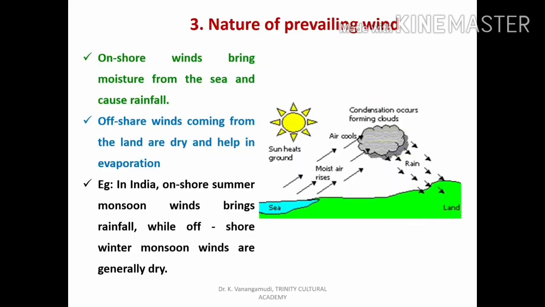The third factor is the nature of prevailing wind. Onshore winds bring moisture from the sea and cause rainfall. Offshore winds coming from the land are dry and help in evaporation. In India, onshore summer monsoon winds bring rainfall, while offshore winter monsoon winds are generally dry. The image indicates that the sun heats the ground as well as the sea, and because of this heating, moist air rises from the sea and touches the cloud where it is condensed, and rain is formed, and that rainfall is received on the ground.